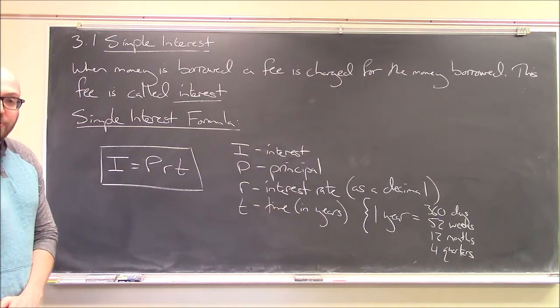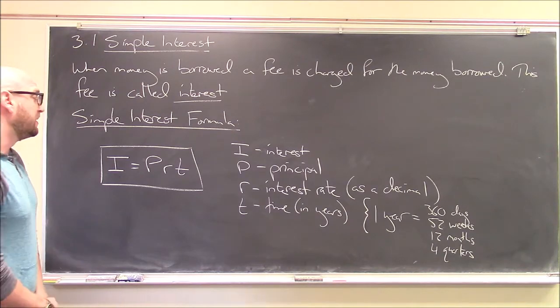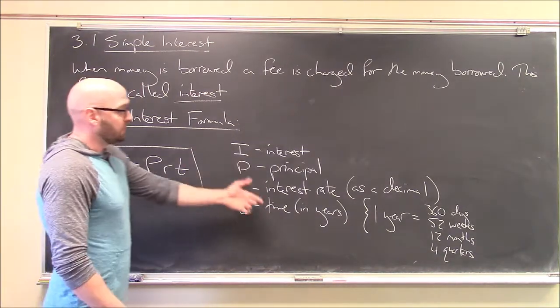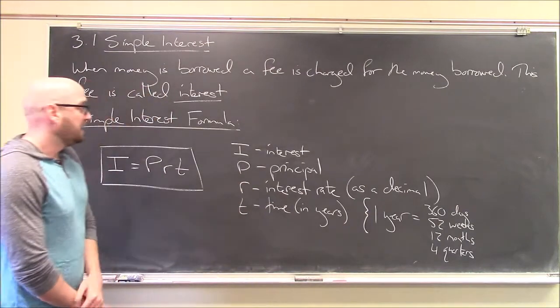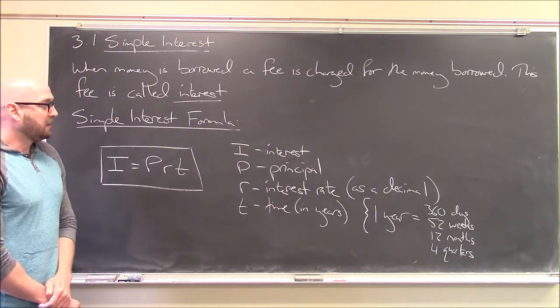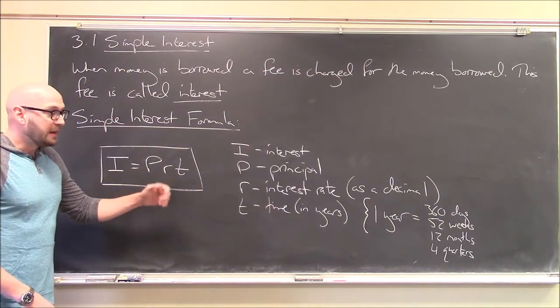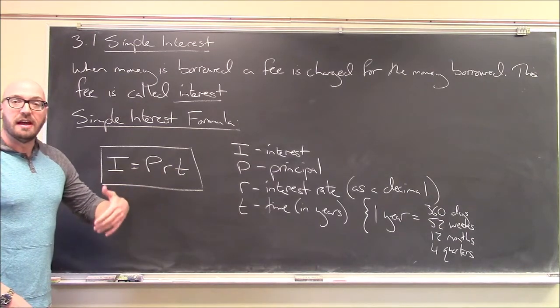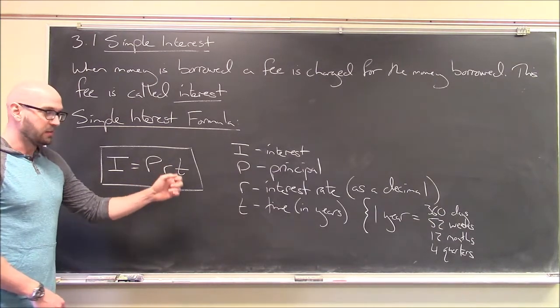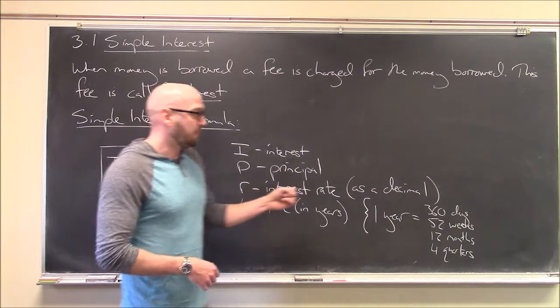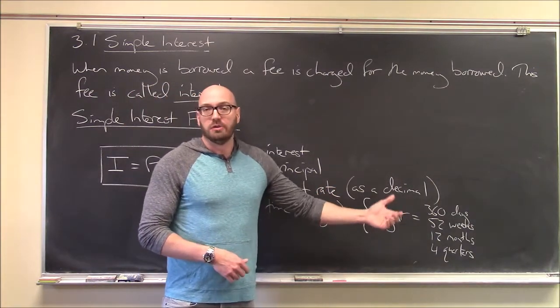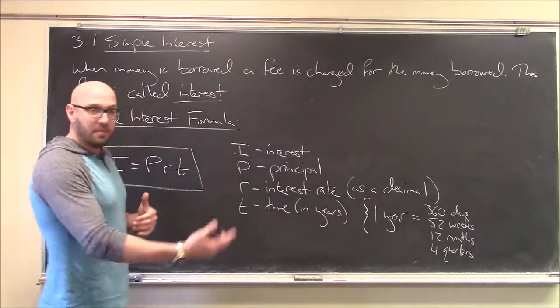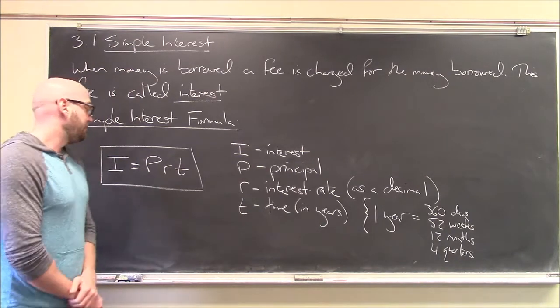P is the principal, the amount of money that's borrowed, the amount of money you start with. R is the interest rate, the annual interest rate, usually given annually. And when you're working with it in this formula, you're using it as a decimal, right? So you have to convert if you say have a 10% interest rate. 10%, you divide by 100, so that's 0.1.